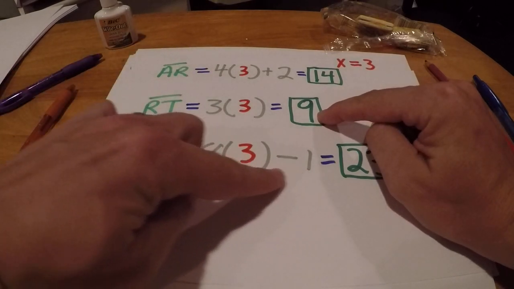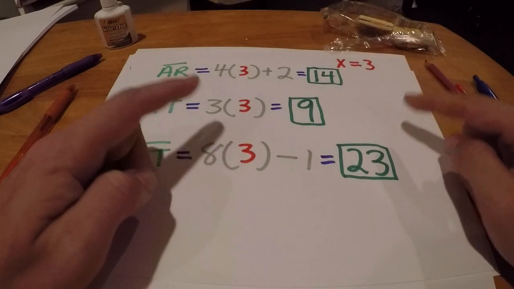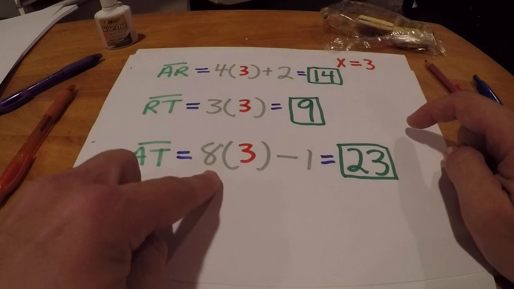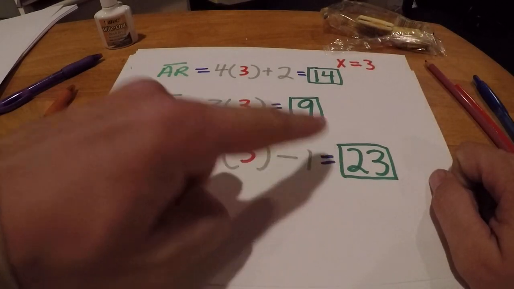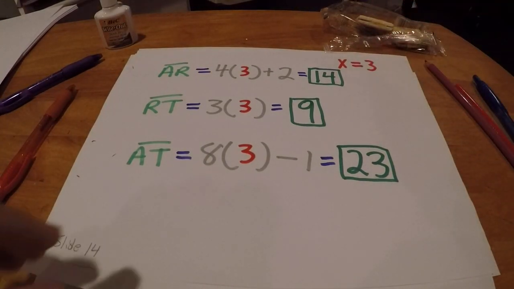Now, I didn't need to do this because I could just do 14 plus 9 and get 23. But I did it anyways because it's a rather simple problem. We just do 8 times 3, the 3 that we found from earlier, and then subtract 1, which is indeed 23. And we could check. 14 plus 9, is that 23? Yes.